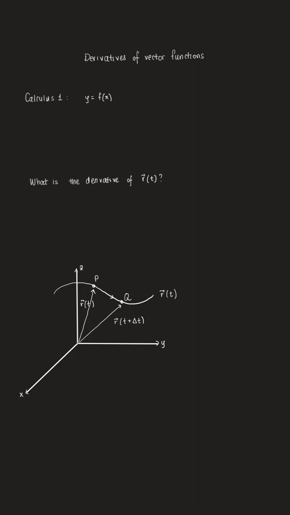When we have a function y equals f of x, we know that by definition, our derivative f prime of x is the limit as delta x, sometimes we call that h, approaches 0 of f of x plus delta x minus f of x over delta x. Again, delta x, sometimes we write that as h. And this means the slope of the tangent line at a point.